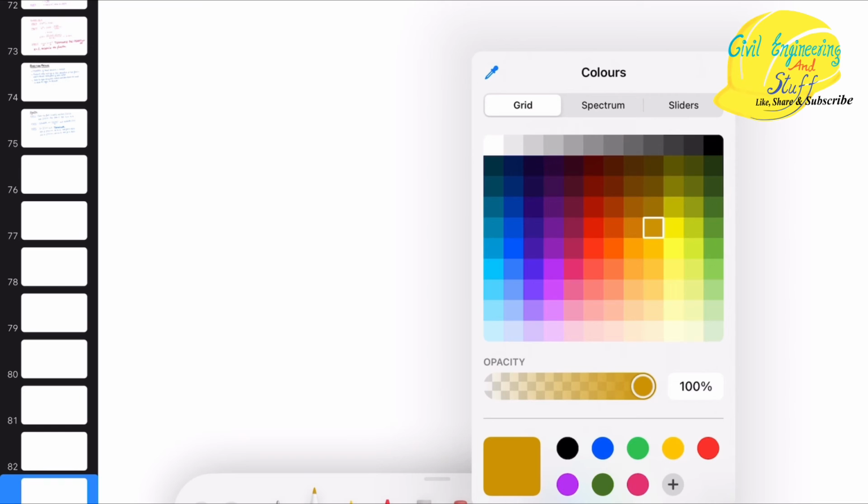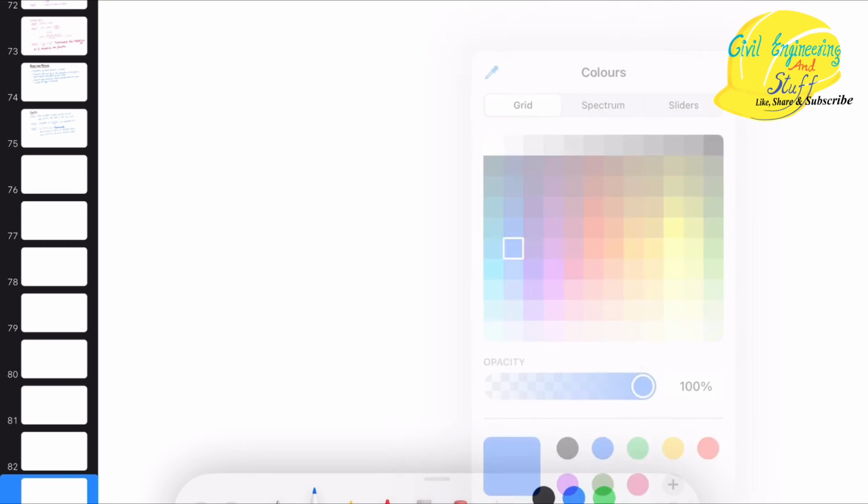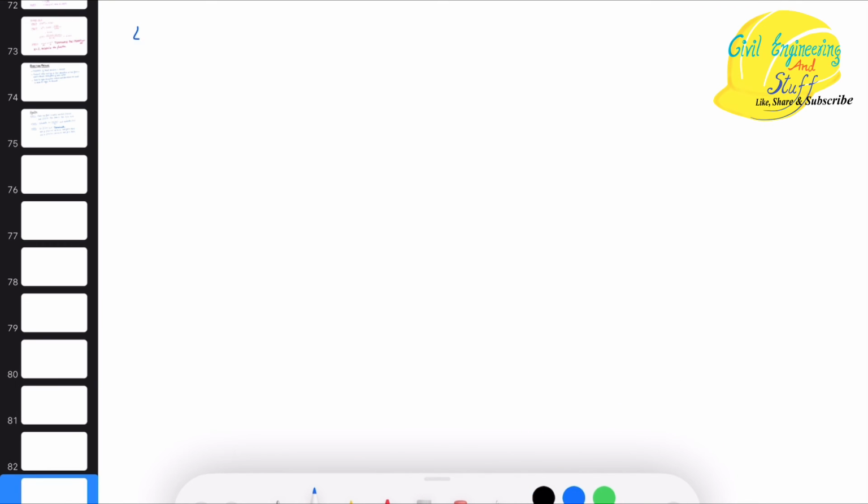Again, moving to iteration number 7. We are moving to iteration number 7, and I am almost out of colors.